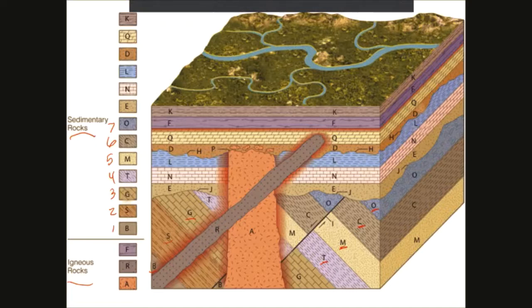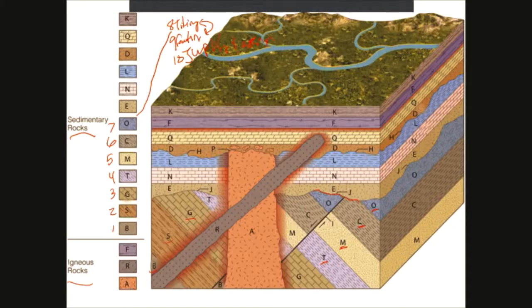So in 8, we can have the tilting, and then 9, the faulting, but those could be interchangeable. We don't know which one happened first. They could have tilted then faulted, or faulted then tilted. But after the tilting and the faulting, we have this erosional angular unconformity. So 10 is J, that's uplift and erosion.